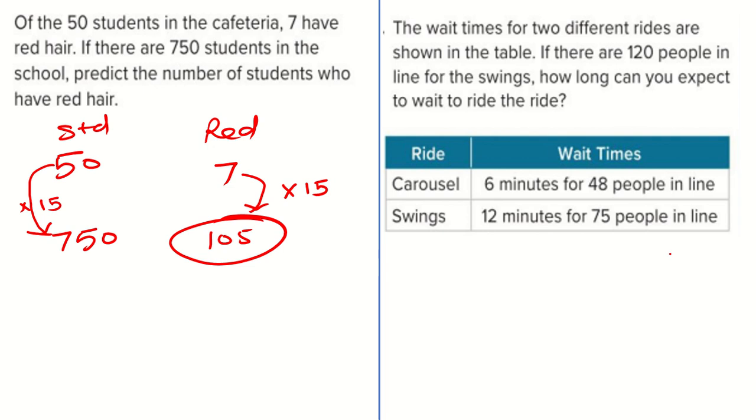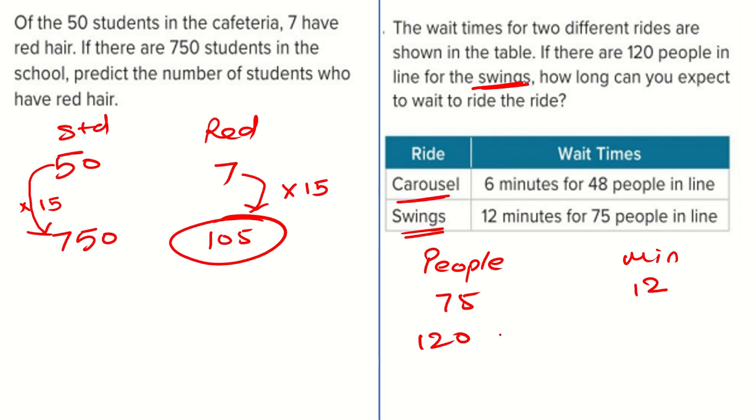Similarly, another question can be, now you see, in most of the questions I am applying the same method. Yes, the wait times for 2 different rides are shown in the table. If there are 120 people lined up for the swings, how long can you expect to wait to ride? Okay, now for swing it is 12 minutes for 75 people. Now you see, if I am writing here 2 blocks, 75 people, and how much time in minutes you have to wait? 12 minutes. And if they ask for the carousel, then you will write this one.